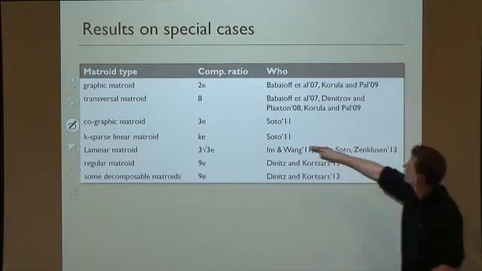One is actually a special case of 4, right? Sorry? The graphic matroid is a special case of the k-sparse. Yes. It's 2-sparse. Right. So this generalizes that. Good.